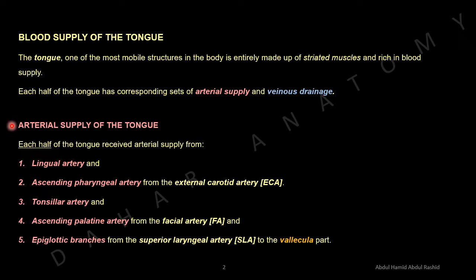Arterial supply of the tongue. Each half of the tongue receives arterial supply from number 1, lingual artery, and number 2, ascending pharyngeal artery, from the external carotid artery; number 3, tonsillar artery, and number 4, ascending palatine artery, from the facial artery; and number 5, epiglottic branches from the superior laryngeal artery to the valvular part.